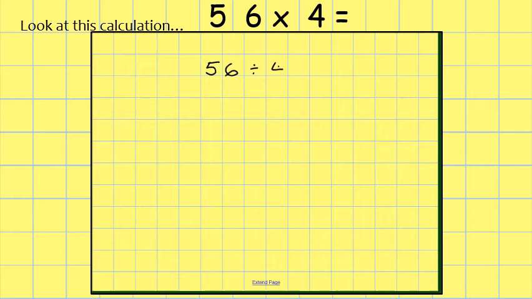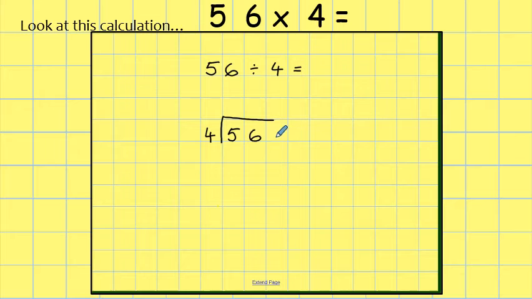Now I'm just going to do this one in black this time, rather than using the different colours. So we set it out with the big number inside our bus stop, and the number that we're dividing it by is outside of that bus stop.